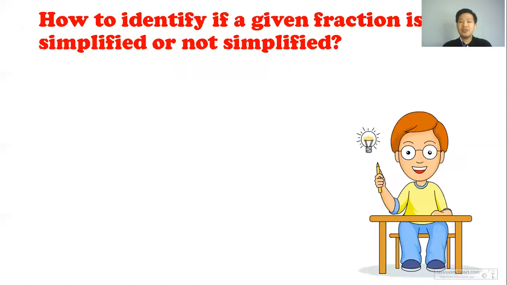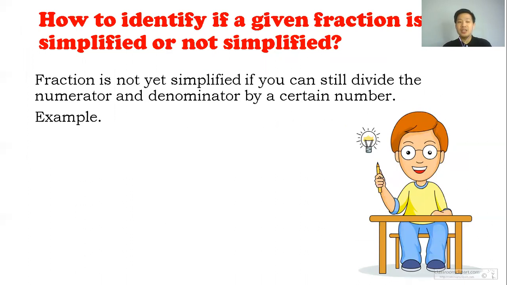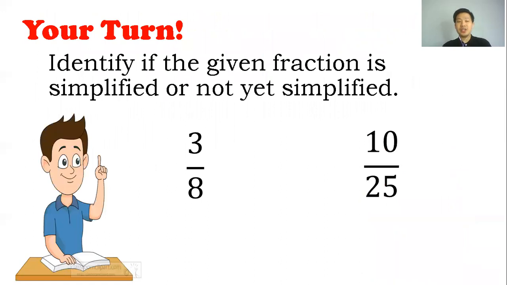Now, how do we identify if a given fraction is simplified or not simplified? A fraction is not yet simplified if you can still divide the numerator and the denominator by a certain number. Like for example, 4 over 6. 4 over 6 is not yet simplified. Why? Because we can still divide both the numerator and the denominator by a certain number, which is 2. Do you understand, class?